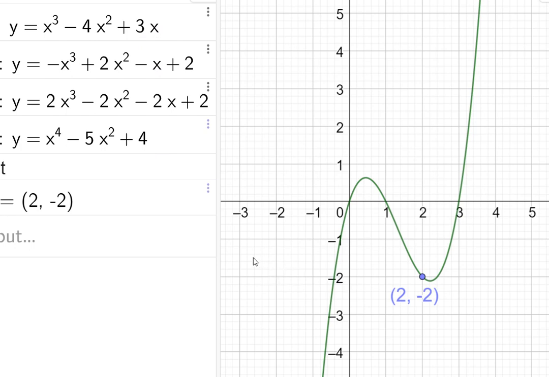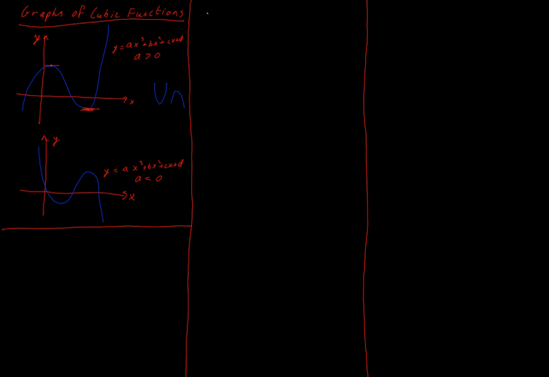So let's get into this. We know what our roots are and we know the point 2, minus 2. So I'm going to switch back to writing and I'm going to say I know that x is equal to 0 is a root, x is equal to 1 is a root, and x is equal to 3 is a root, and I know that the point 2, minus 2 is on my line. So when x is 2, y is minus 2 is a point on my function. And that is all the information I need to find this equation.